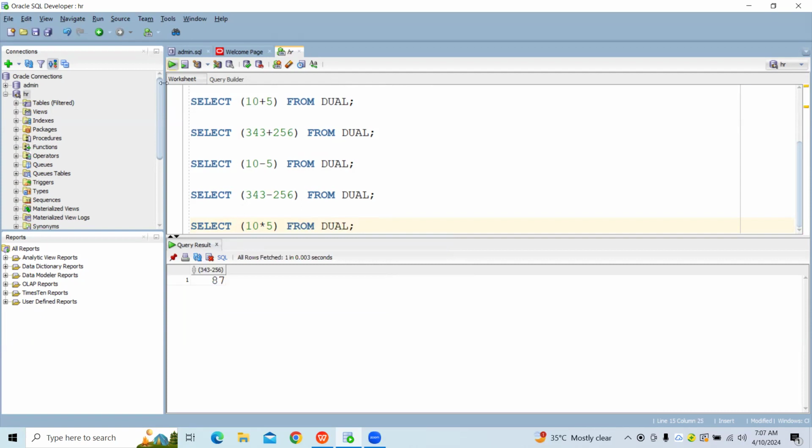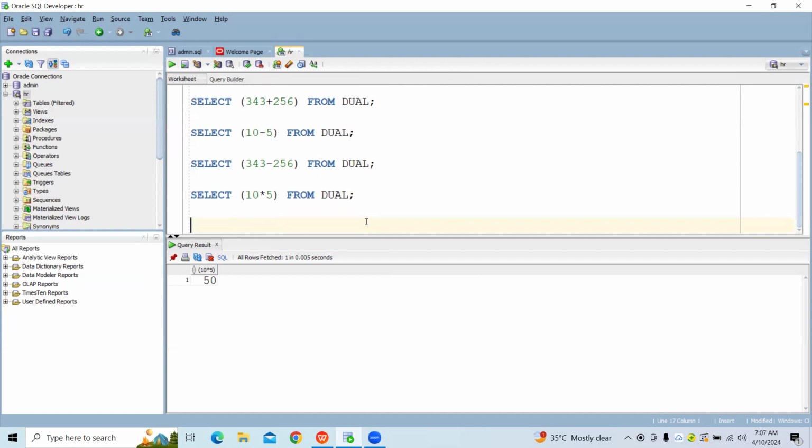So now let me run the query. What happens if I run this query? If I perform multiplication between 10 and 5, I would be getting 50. So the same 50 has been retrieved to us in the output. Now we'll go for the next query.